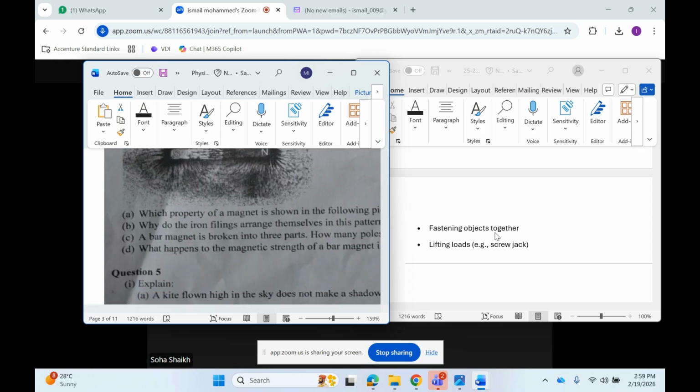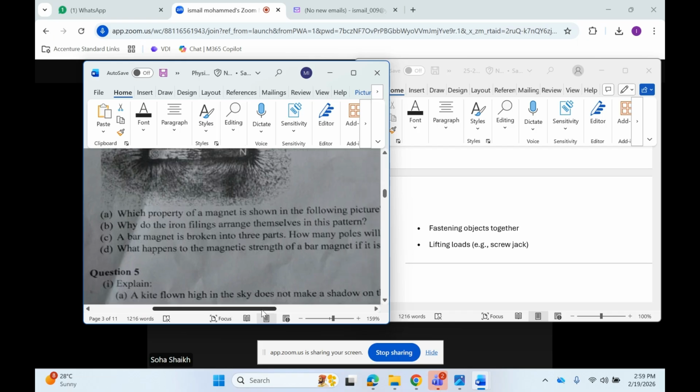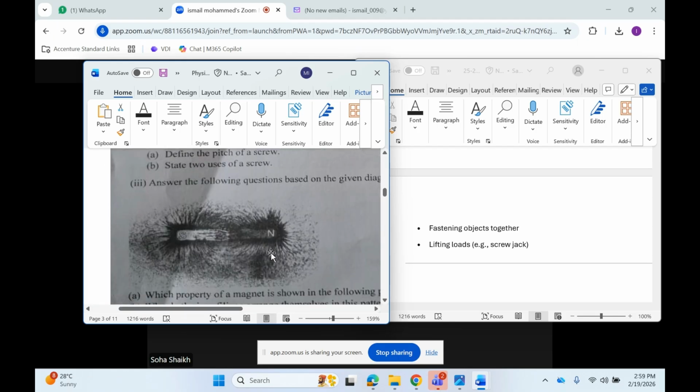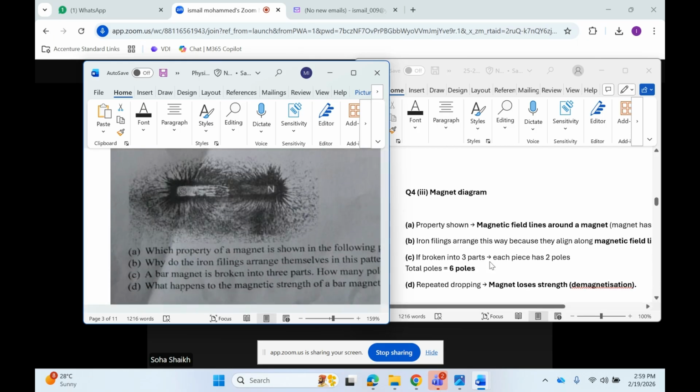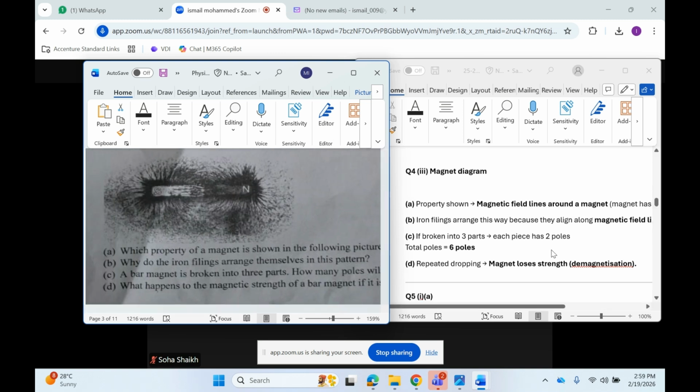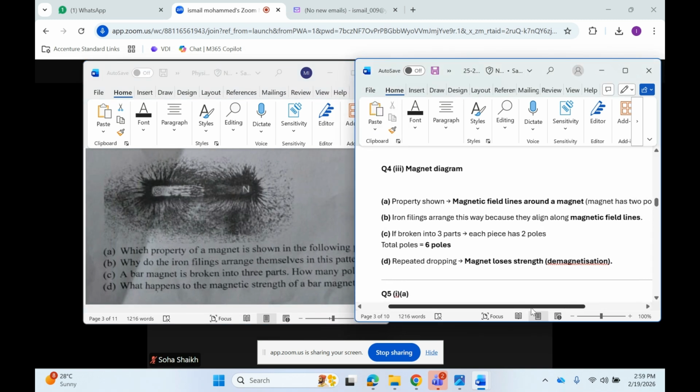Which property of the magnet is shown in the picture? Magnetic field lines around the magnet. Why do iron filings arrange in this curved pattern? Because they align along the magnetic field lines.